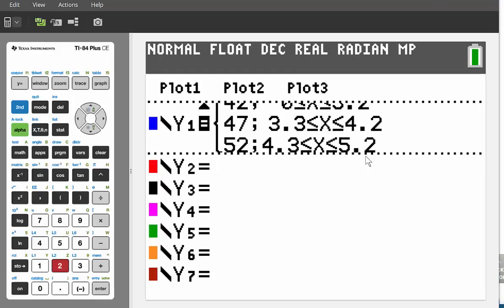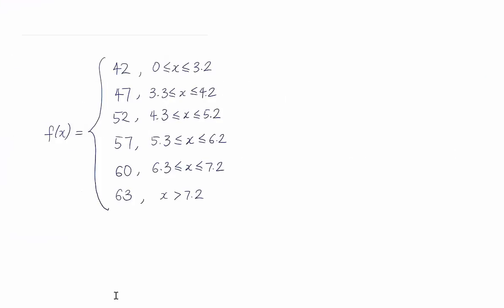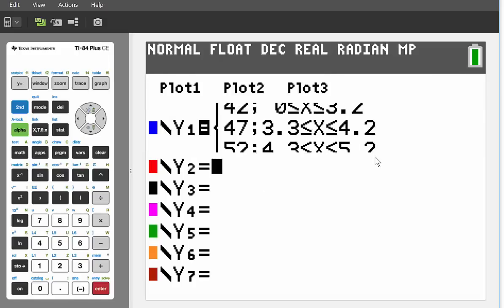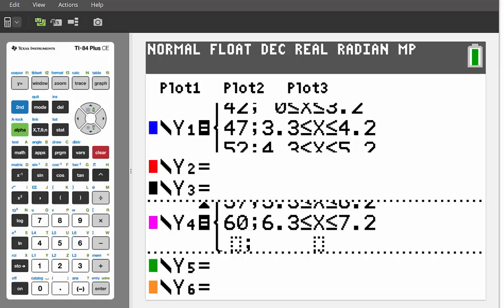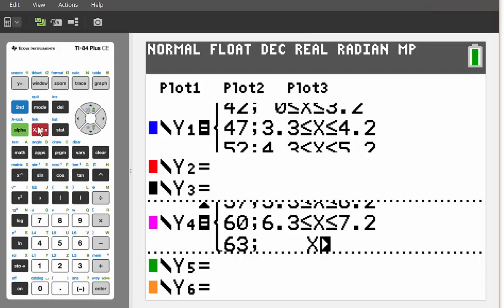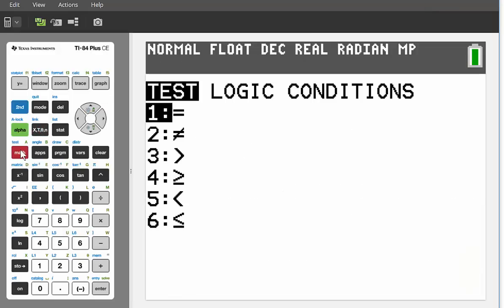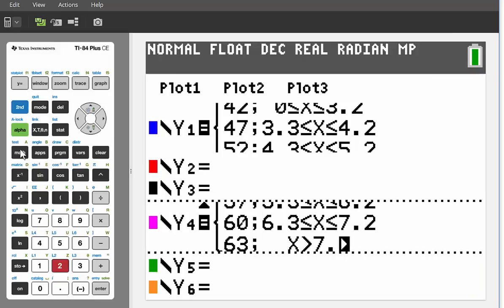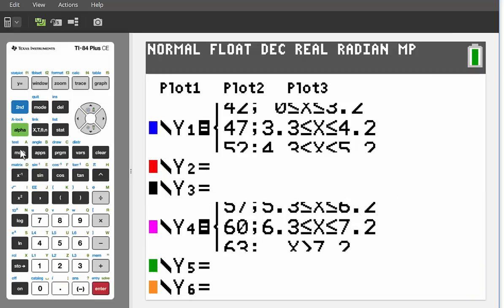After we completed the first 3 pieces, we can check one more time that we keyed in correctly. Press enter. Now we need to key in the next 3 pieces too. I will use Y4 because I prefer pink. And the last row is 63 cents for anything that is above 7.2 kilometers. Done.